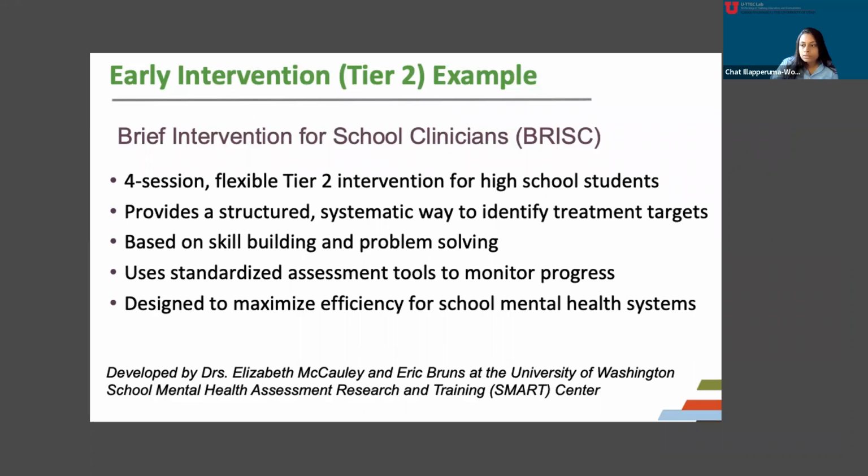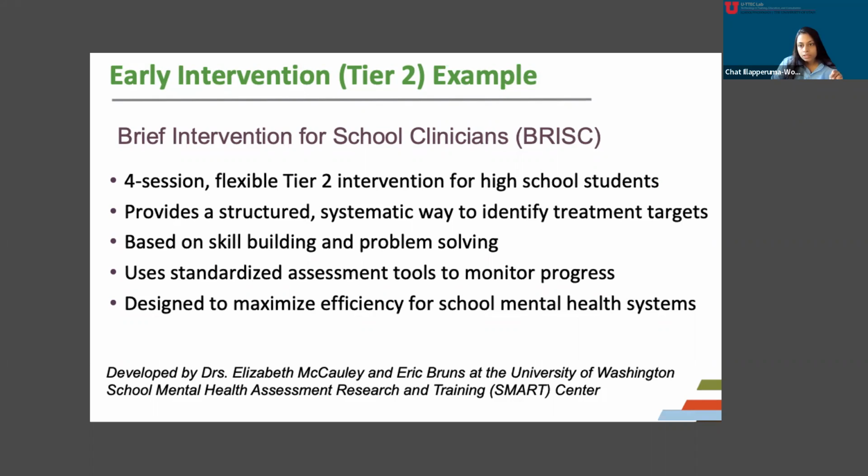Here, I just wanted to include this slide very briefly. This is an example of a tier 2 intervention. Why I included this is that in the previous slide, we spoke about evidence-informed. So this is the brief intervention for school clinicians. This is a research-based and completely manualized intervention strategy that can be used by school professionals who are working with high school students experiencing emotional and behavioral stresses and concerns.